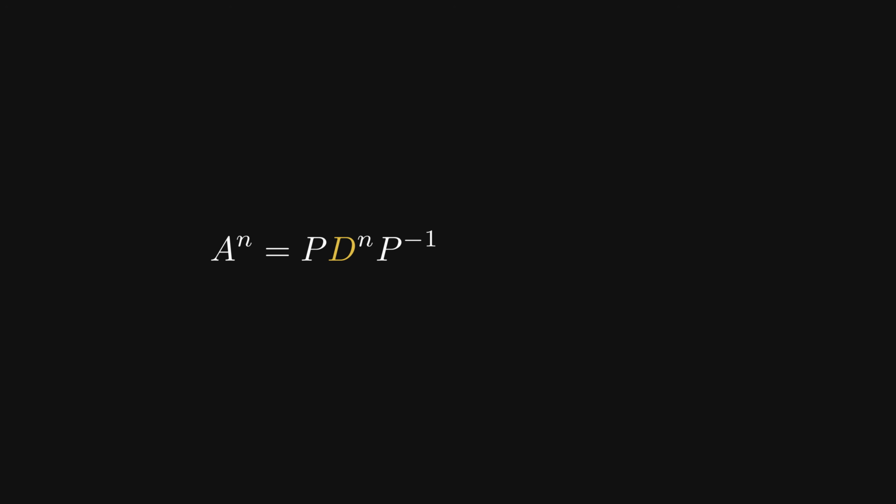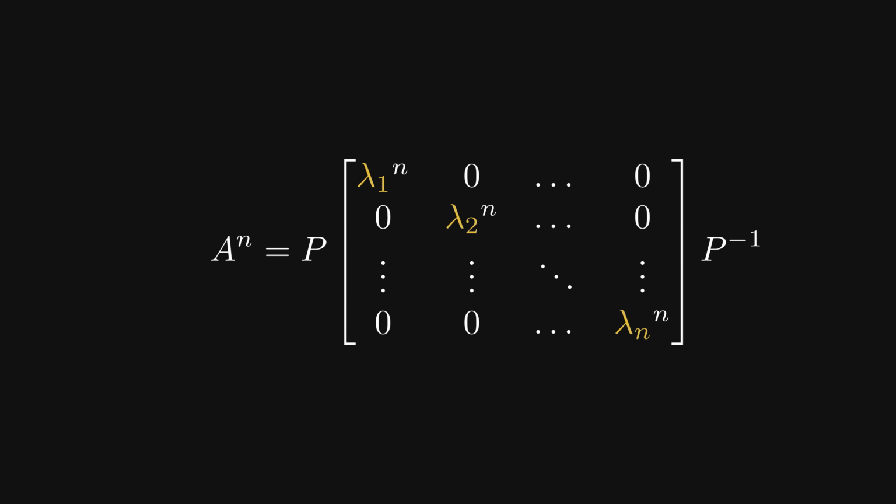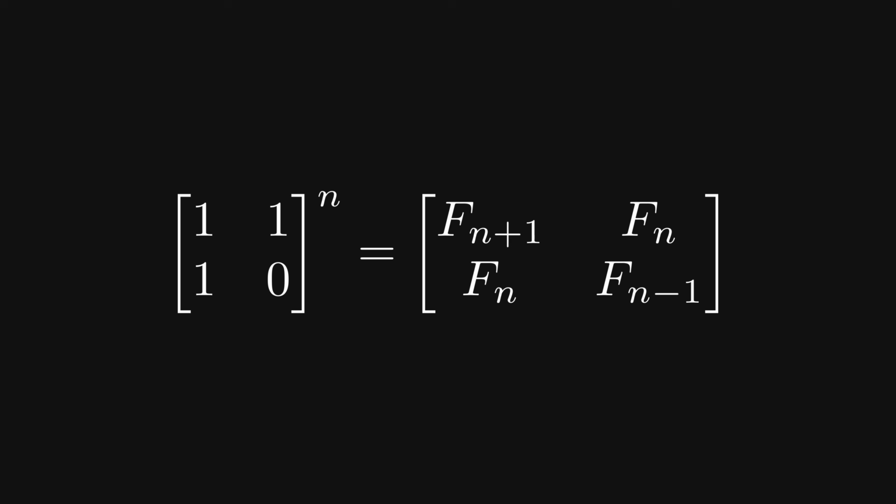Fortunately for us, computing the nth power of a diagonal matrix is simple. We just have to raise the diagonal elements to the n. Now, recall that the nth power of the Fibonacci matrix is given by the Fibonacci numbers. Using the eigenvalue decomposition of F, we'll eventually arrive at the non-recursive formula for the Fibonacci numbers.